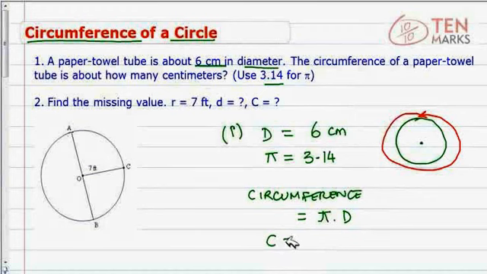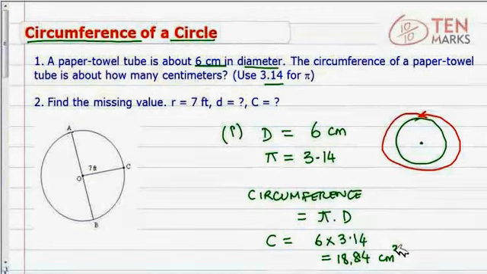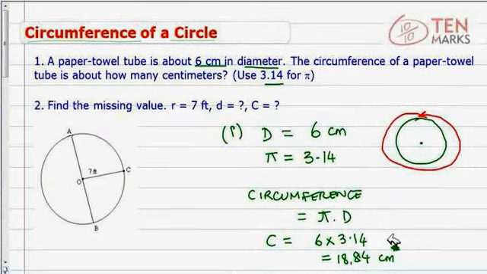So the circumference C of this circle is 6 times 3.14, which is 18.84 centimeters. Okay, centimeters, not centimeters squared. The reason it's centimeters is because pi doesn't have a unit. Diameter is 6 centimeters times 3.14 is 18.84 centimeters. That's the first part of the problem.